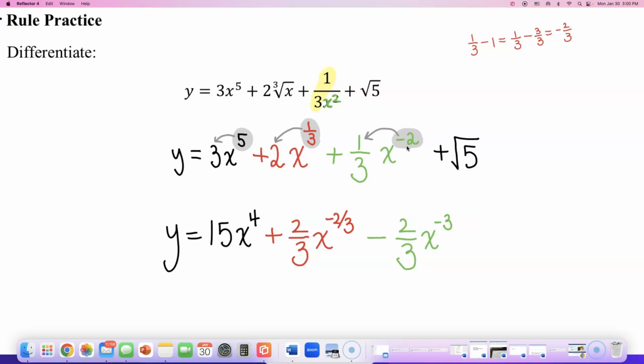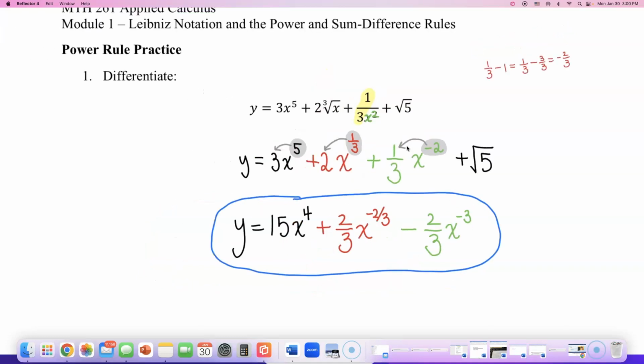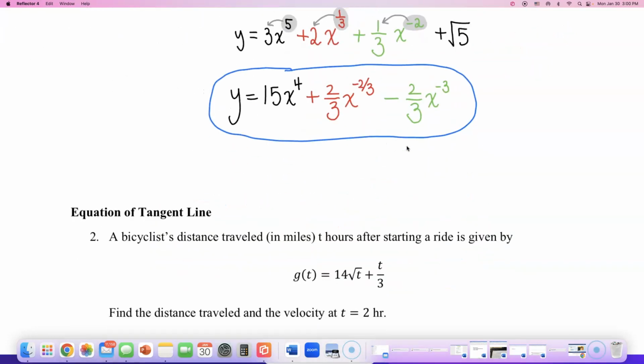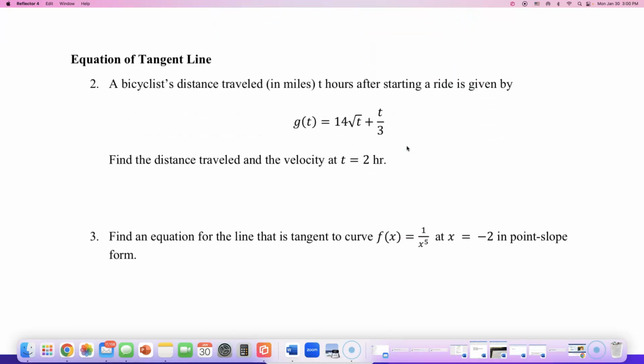Of course, you can rewrite this in root form, or send the exponent that has negative to the bottom and all, but this is a fine answer, so I will stop there. All right, let me do one more application problem on this, about an equation of a tangent line. A bicycle rider's distance traveled in miles, t hours after starting a ride, is given by this function. They want you to find the distance traveled.